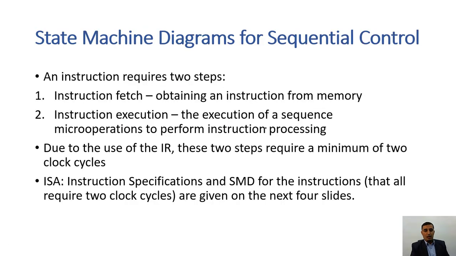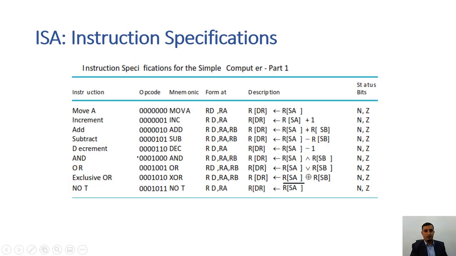So we need to create a state machine diagram, or for short an SMD diagram, for a multiple cycle computer. An SMD diagram is based on the sequential operations of digital systems, which we studied in level number 2. An instruction requires two steps: the instruction fetch and the instruction execute. Most instructions will require at least two cycles, because the instruction fetch is done from memory and we may need the memory again, so we need two cycles.